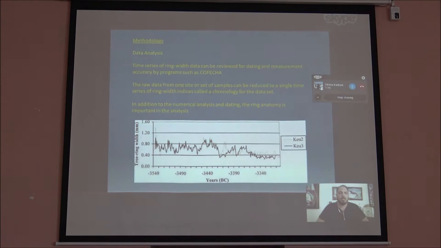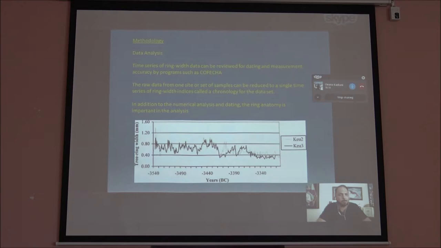In the data analysis, the time series of ring width data can be reviewed for dating and determining accuracy by programs such as COFECHA. The raw data from one site, a set of samples, have been reduced to a simple time series of ring widths, which is called the chronology for the data set. If you can see the bottom of the page, you can see the tree ring widths in millimeters on the y-axis, and on the x-axis we can see the years.